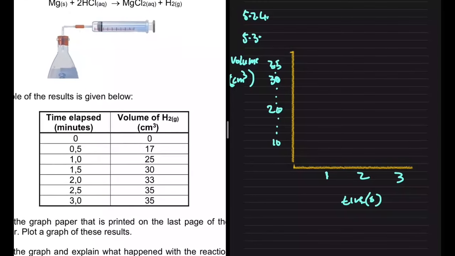Right. So our first coordinate, we have 0 and 0. So let's just put a bullet point here. And then we have 0.5 and 17. So 0.5 and 17 somewhere here. We have another bullet point right there. 1 and 25. So we have 1 and 25 somewhere here. 1.5 and 30. So midway between 1 and 2, and 30. So something like that. And then 2 and 33. So 2 and 33. 2.5 and 35. And again, 3 and 35. We should have something like that.